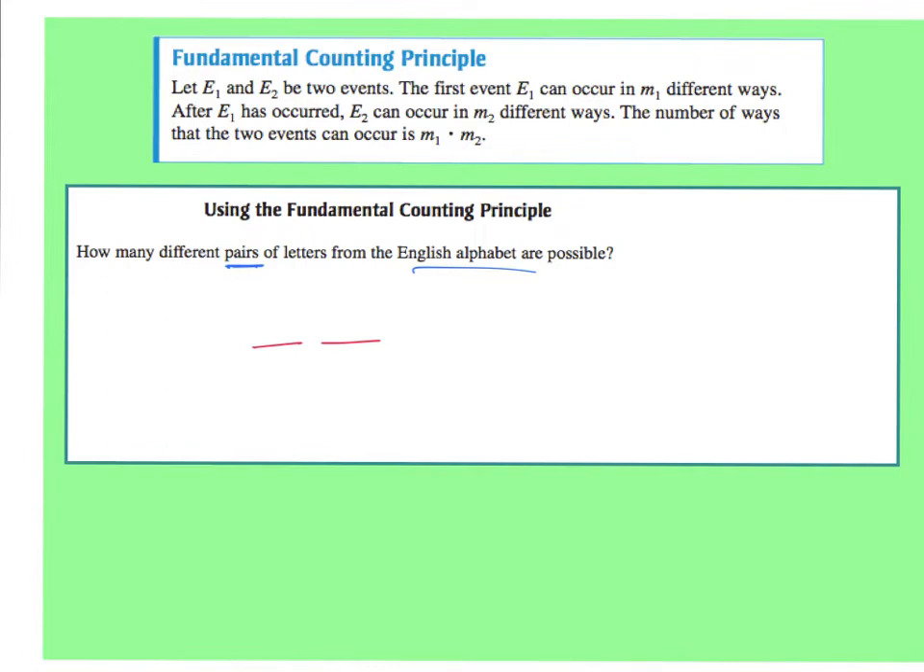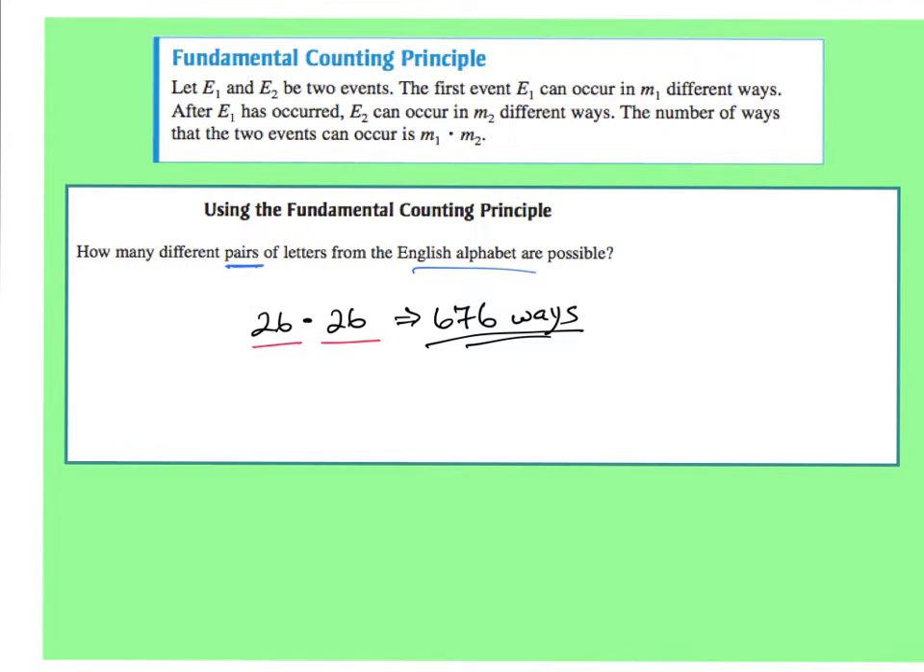So how many choices do I have to find an English alphabet letter for that first one? 26. Good. And then how many letters would I have for that second one? I'd have 26. Now, does it say that they have to be distinct? No, they don't say that they have to be distinct. So I have 26 times 26 ways of doing it, which ends up being 676 ways.